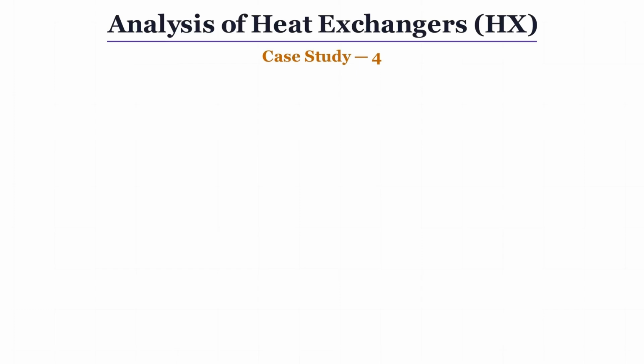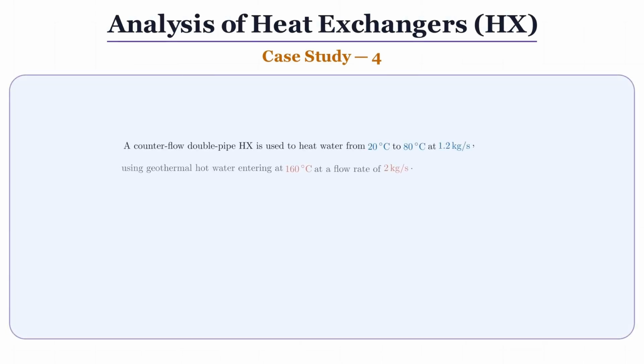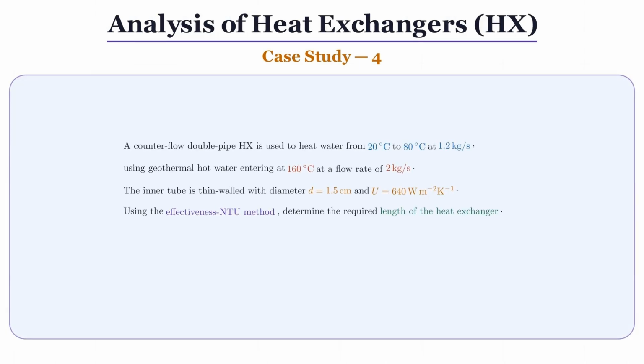The scenario involves a counterflow double-pipe heat exchanger drawing on a geothermal energy source. Cold water enters the heat exchanger at 20 degrees Celsius and must be heated to 80 degrees Celsius, flowing at a rate of 1.2 kilograms per second, a 60-degree temperature rise, a significant thermal demand. The heat source is geothermal hot water, entering at a very high temperature of 160 degrees Celsius at a flow rate of 2 kilograms per second.